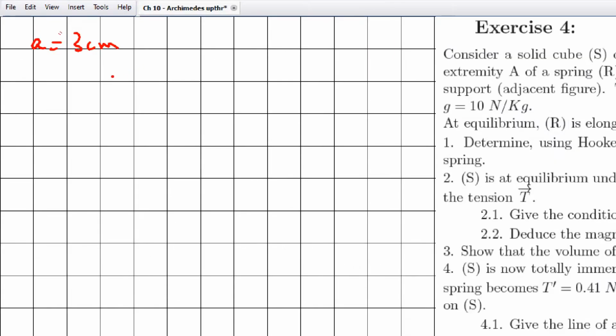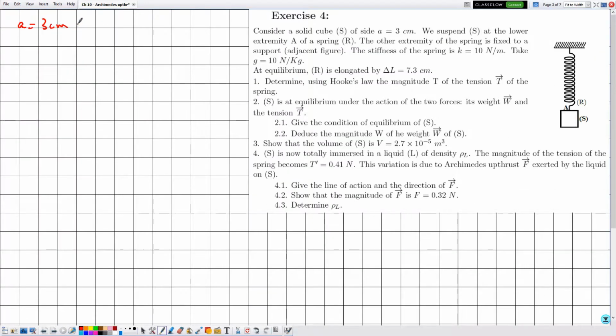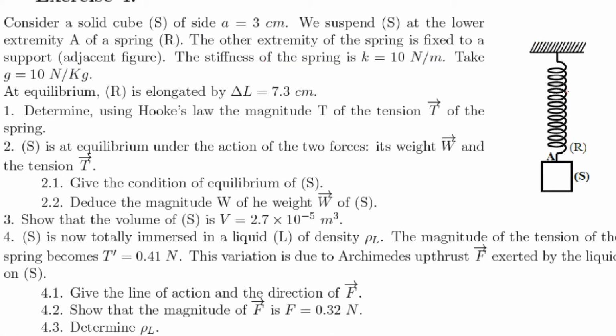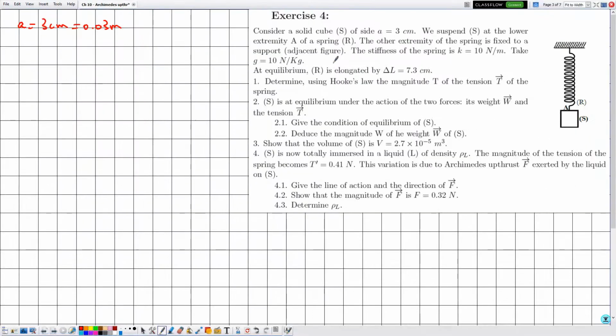Knowing that centimeter is not the SI unit of length, in order to convert from centimeters to meters, we divide by 100. Then the side of this cube is given by 0.03 meters. We suspend S at the lower extremity of spring R. The extremity of the spring is fixed to a support, as in the adjacent figure. The stiffness of the spring is K equal to 10 newtons per meter.